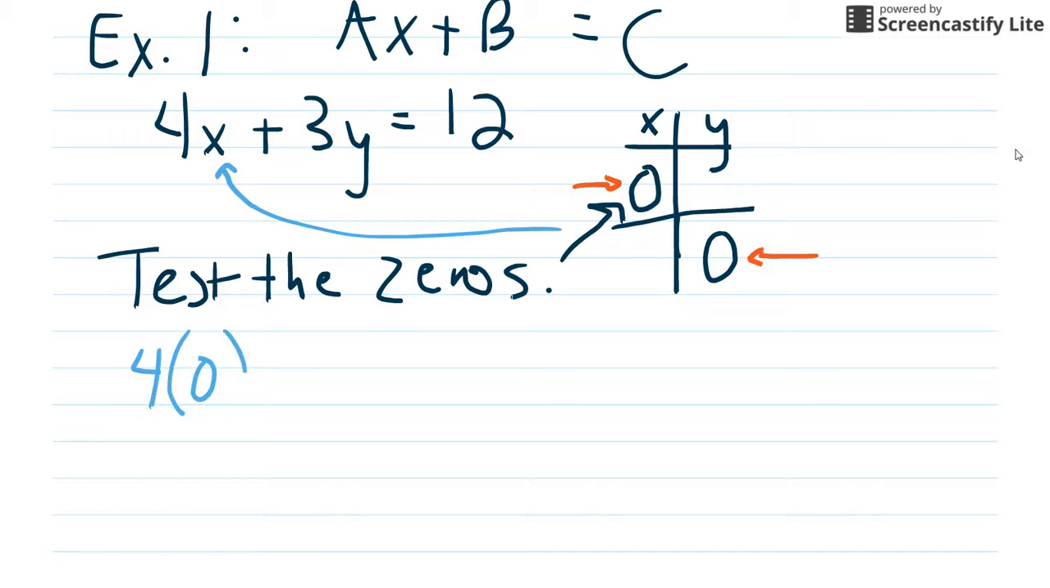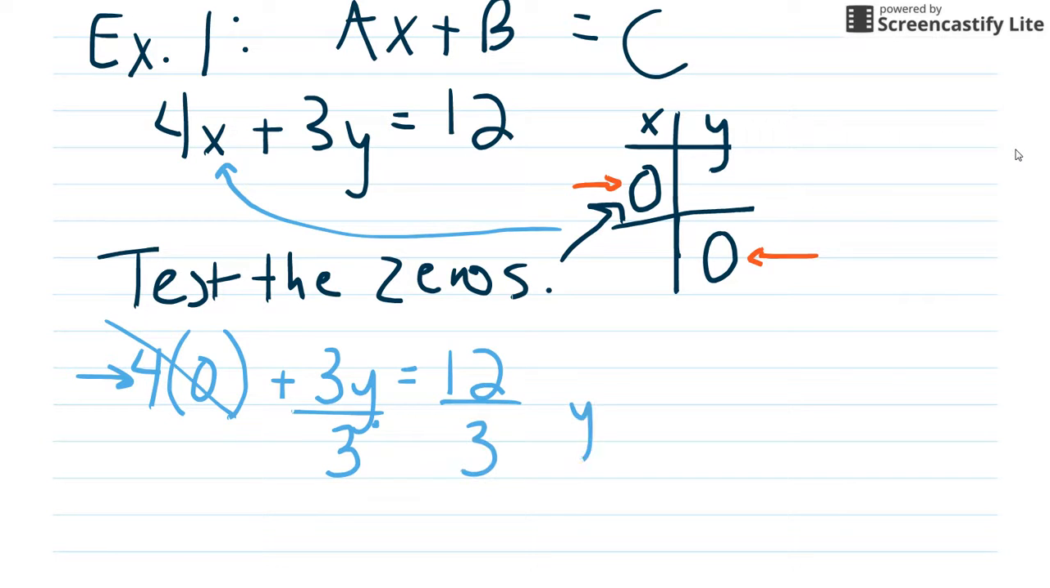So use your chart. If it says that x is 0, you're going to come back up here and simply put a 0 in for x. So 4 times 0 plus 3y equals 12. And you can see what happened here is now there's only one variable, this y over here. So we're going to solve. 4 times 0 is gone, because 4 times 0 is 0. So we're left with 3y equals 12. Divide by 3, y equals 4. So when you tested 0, 4 is the answer. So one of the intercepts is 0, 4.